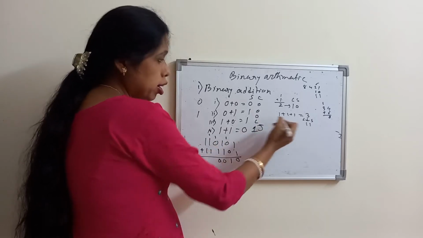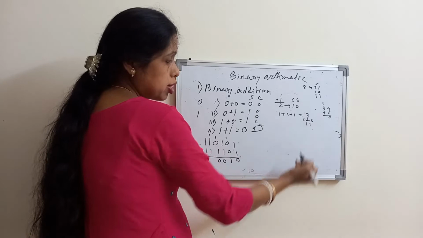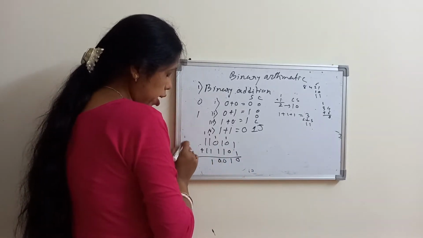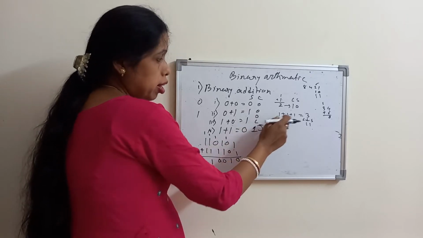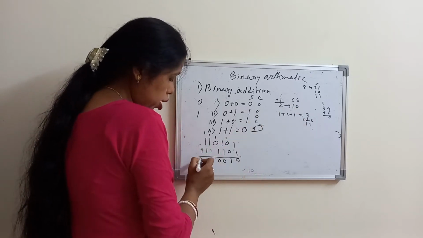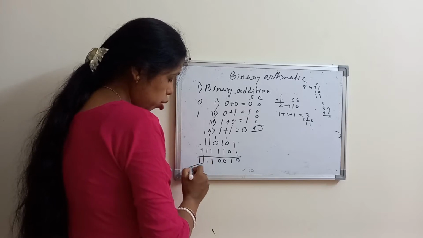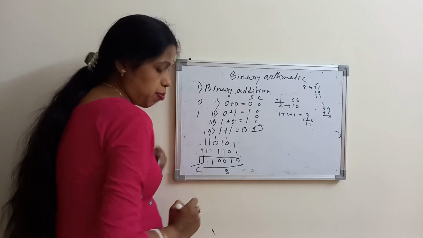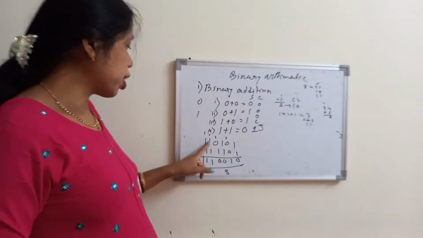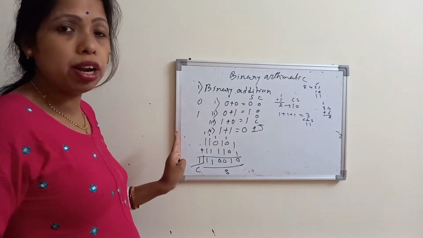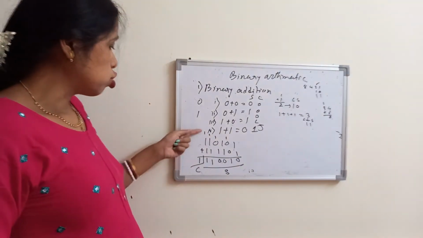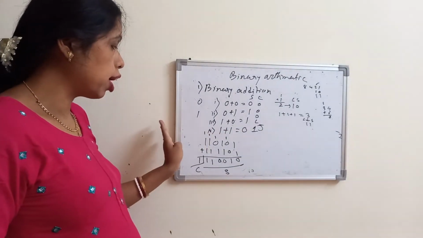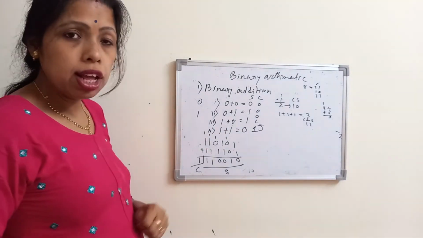Now triple 1. If we add triple 1, you will get sum as 1 and carry as 1. Again you are getting three 1s, and again the sum is 1 and the carry is 1. This is your carry, this is your sum. Whatever carry you get, you have to put in the next decimal point. So for triple 1, carry is 1 and sum is also 1. The carry will be followed in the next decimal point.